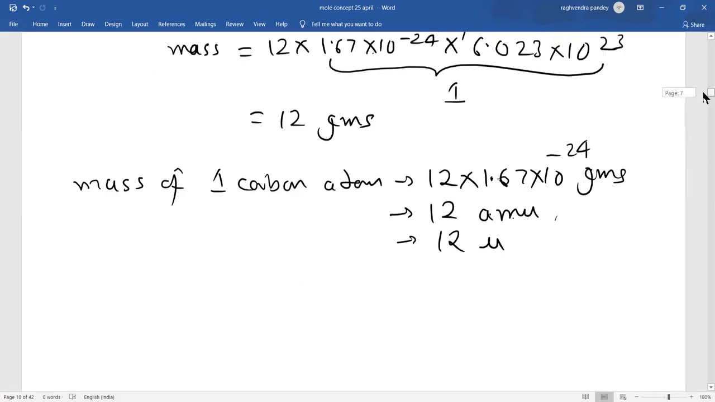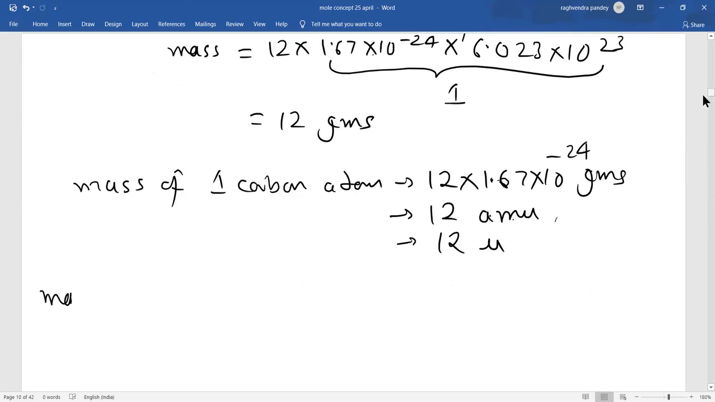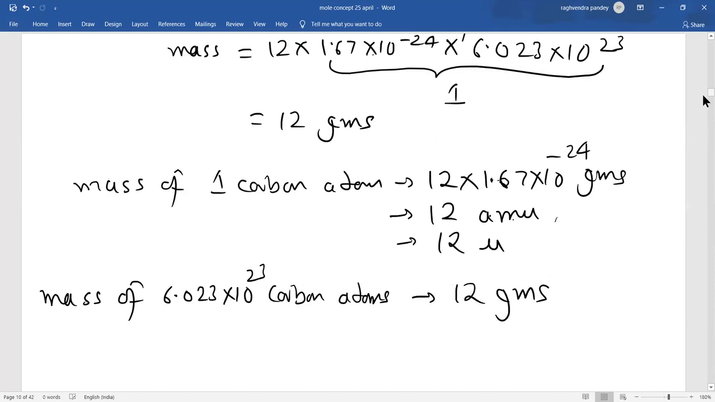So that is one thing. Now the mass of, okay, the unit is grams. Always remember, the unit always remains grams. Mass of 6.023 into 10 to the power 23 carbon atoms. So what is the mass? It is just 12 grams. So these are the two things, first thing and the second one, that you have to see.